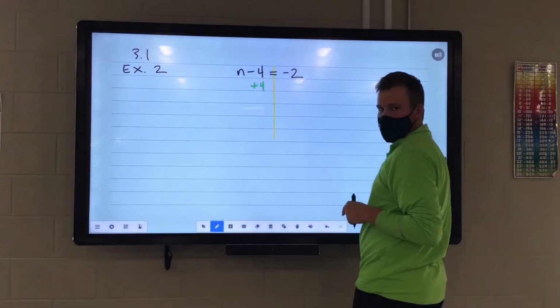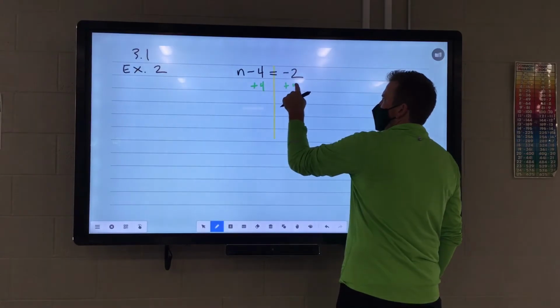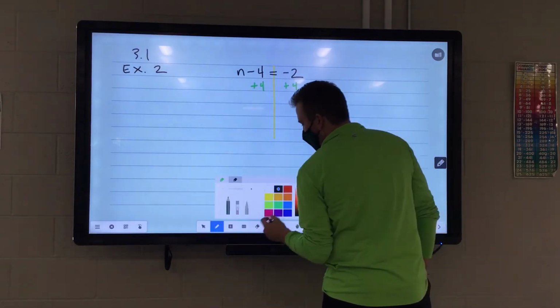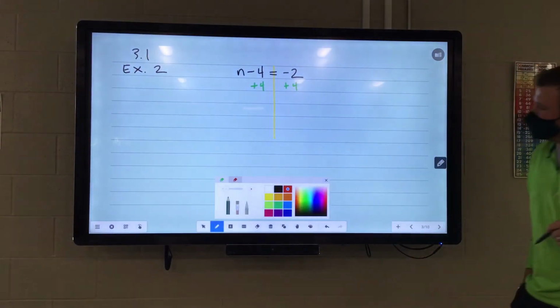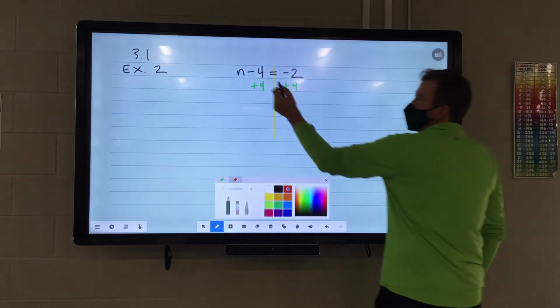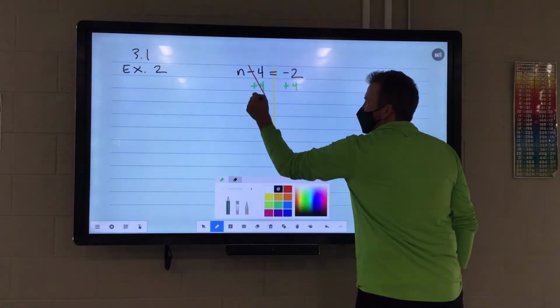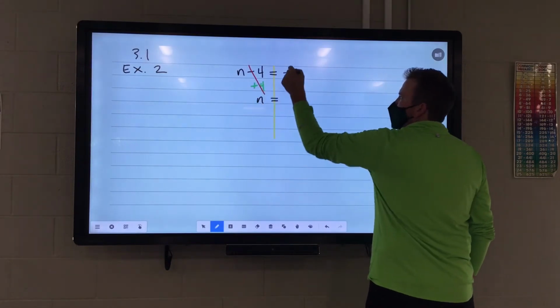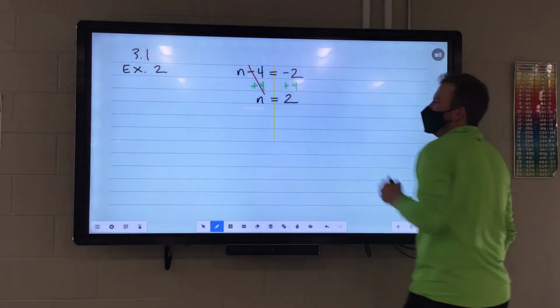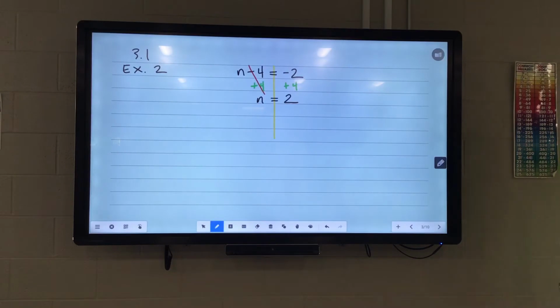Now, of course, if I add 4 to the left side, I better add 4 to the right side. Let's see what that does. On the left side of the equation, negative 4 plus 4 cancels out, leaving just that n behind. And over here, negative 2 plus 4 is 2, which leaves me my final answer of 2. So both those problems were from section 3.1.